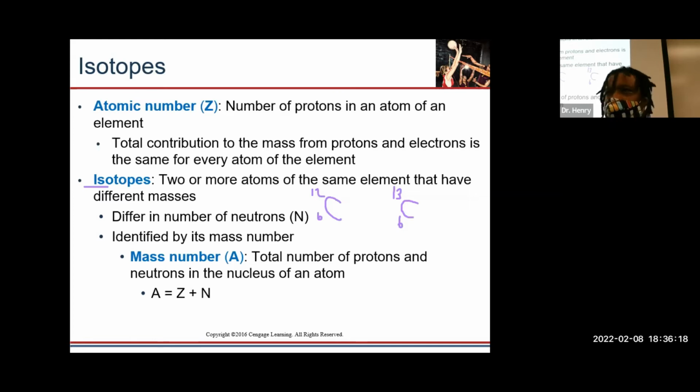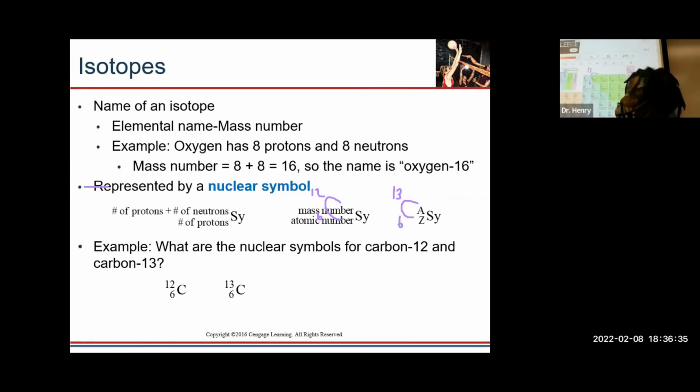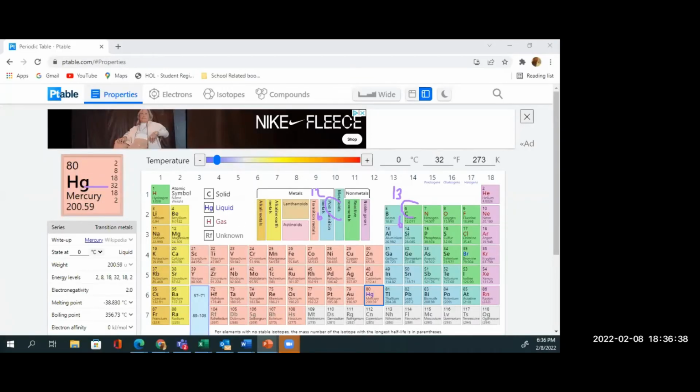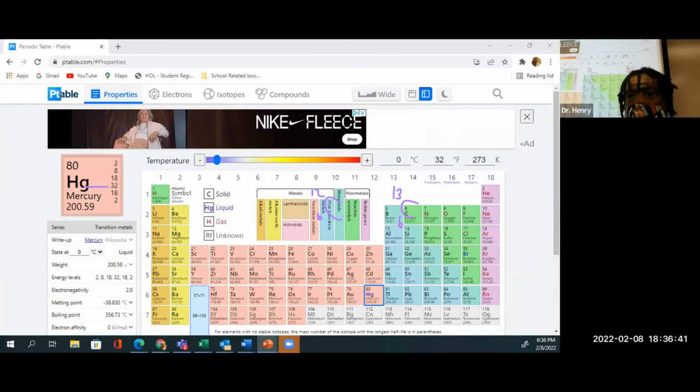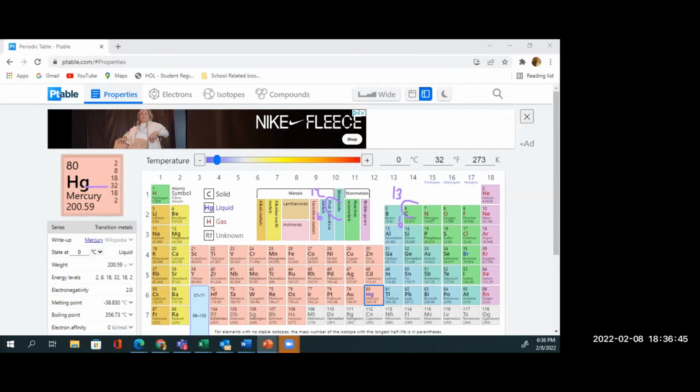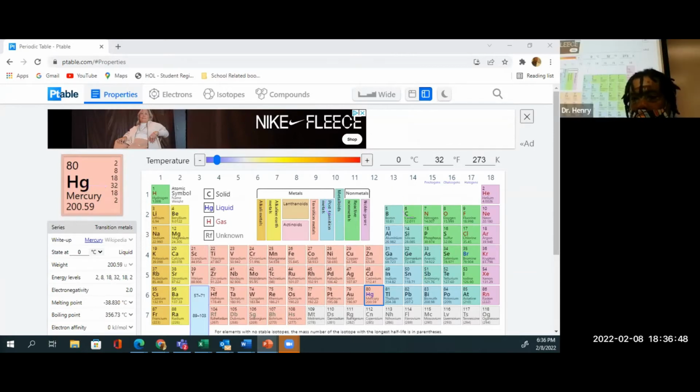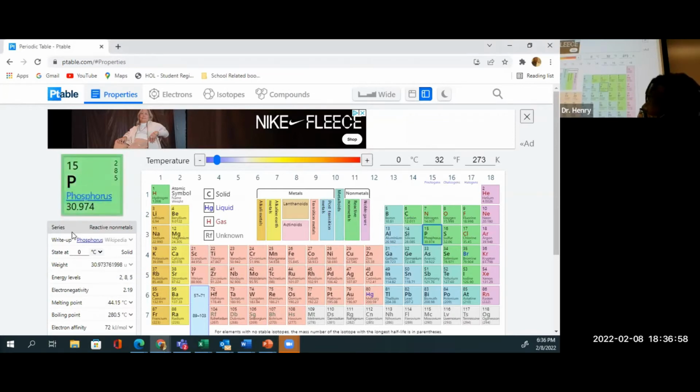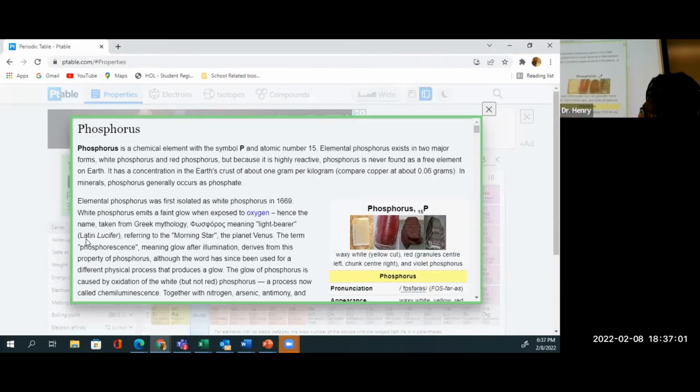So one thing also about isotopes, the ones that are most abundant are going to be the most stable. The ones that are least abundant are not going to be as stable. Okay, so let me give you an example here. Go to the periodic table again. Most abundant, the more stable it is. The isotopes that are least abundant, the least stable it is. Okay, so let's take a look.